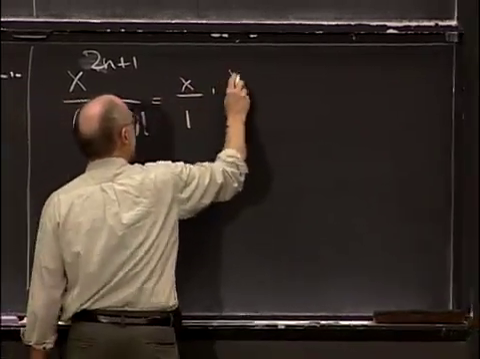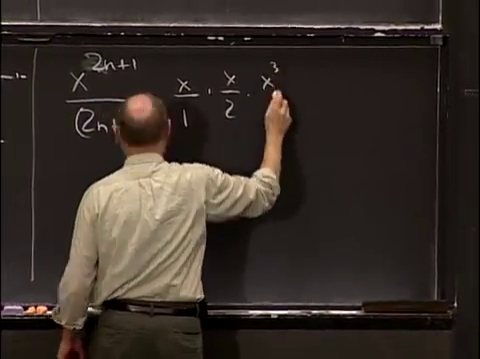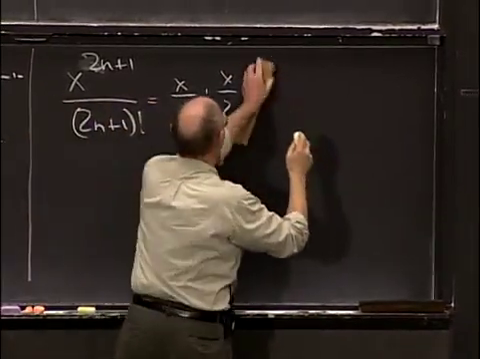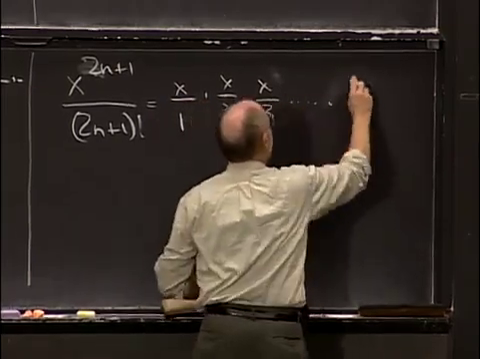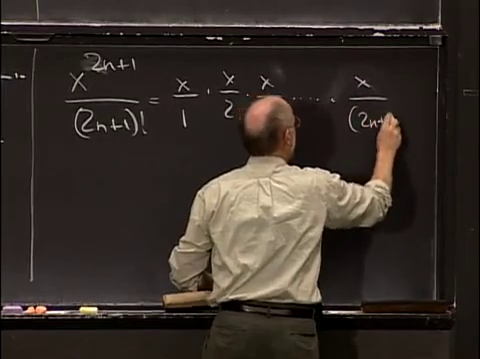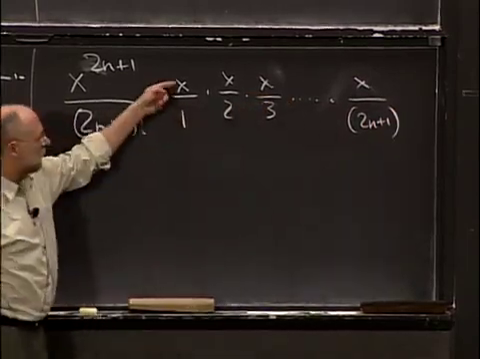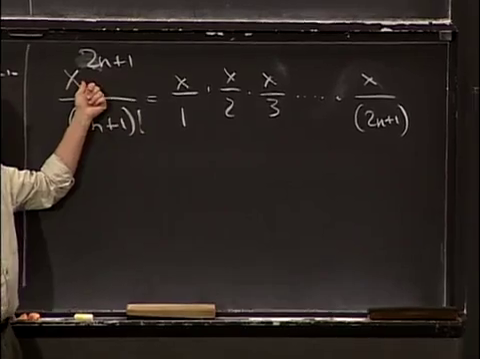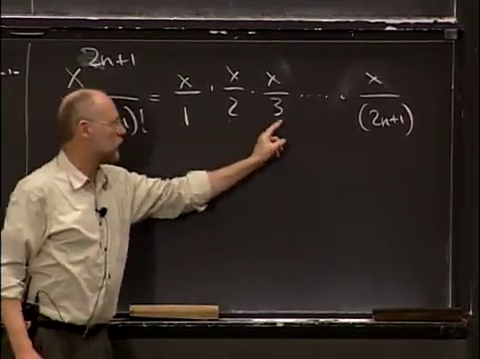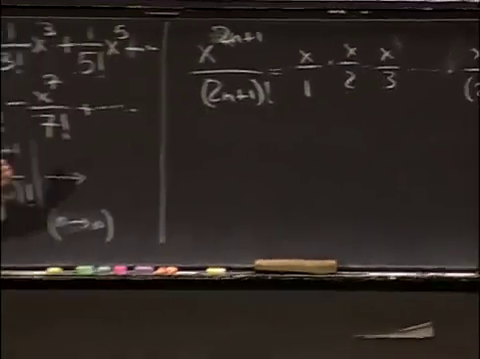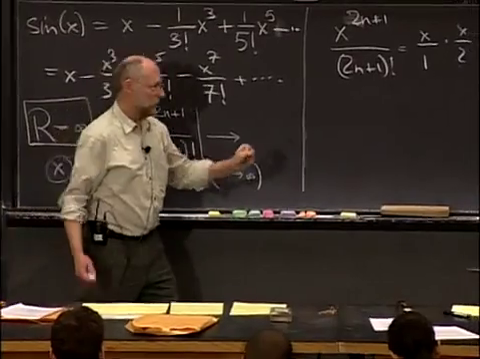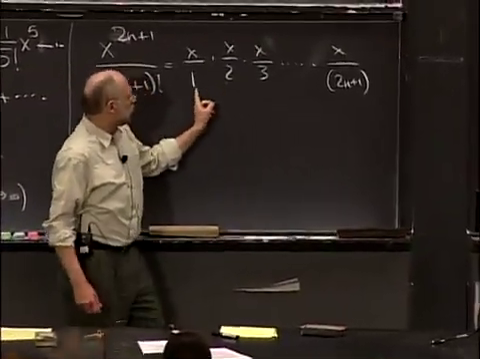It's x over 1 times x over 2 times x over 3 times x over 2n plus 1. I've multiplied x by itself 2n plus 1 times in the numerator, and I've multiplied the numbers 1, 2, 3, 4, and so on by each other in the denominator, and that gives me the factorial. So I've just written this out like this. Now, x is fixed, so maybe it's 1,000,000, okay? Big, but fixed. What happens to these numbers?